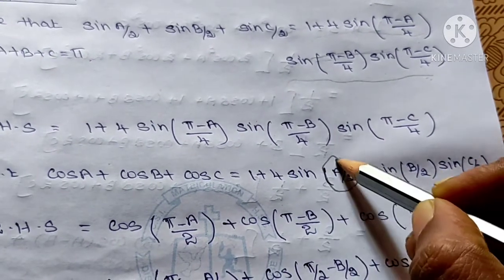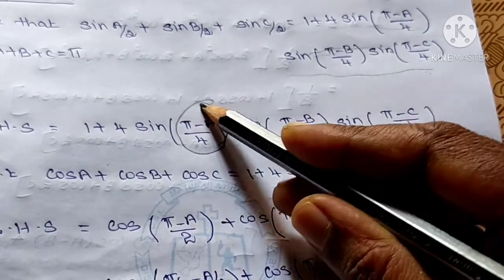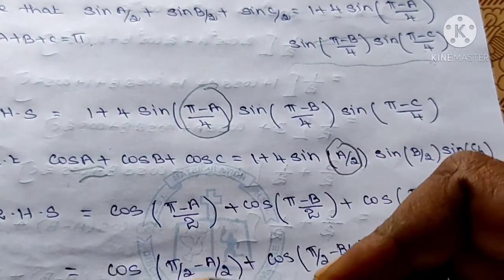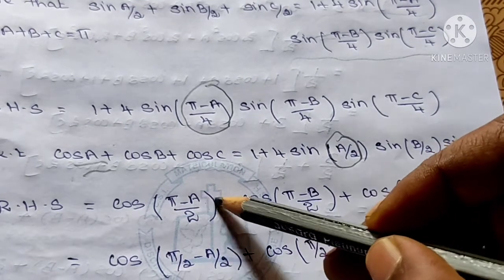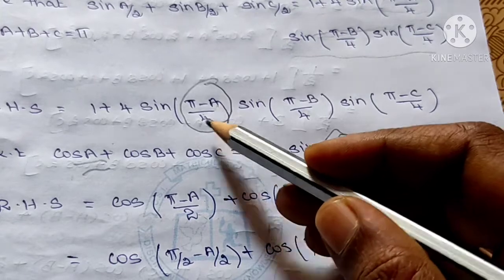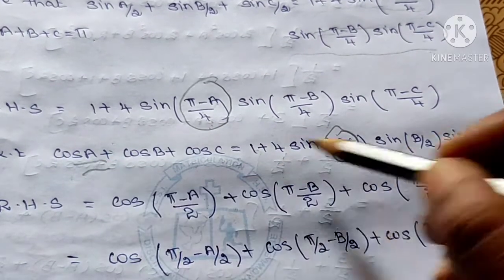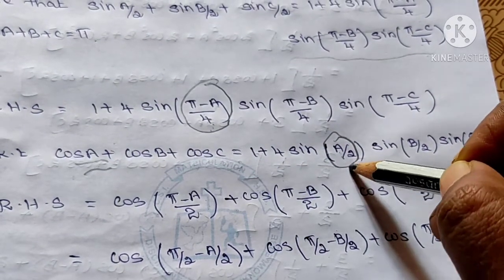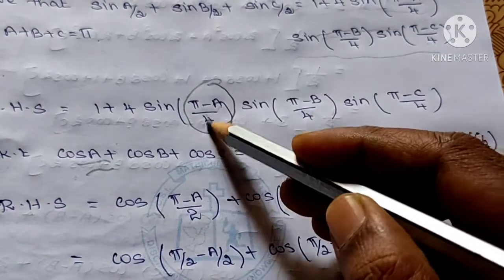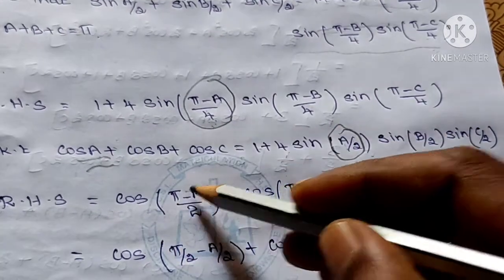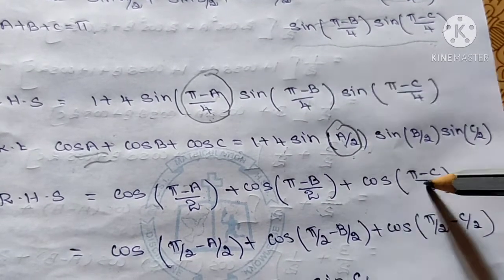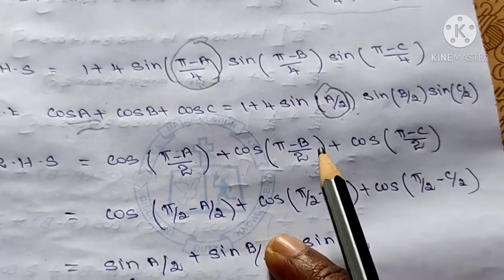Listen, write the RHS value. Here a by 2 place pi minus a by 4. Sin a by 2 we get cos a. So here we get cos (pi minus a) by 2. Okay, a by 2 is a. Pi minus a by 4 we get the half value. So we get cos (pi minus a) by 2 plus cos (pi minus b) by 2 plus cos (pi minus c) by 2. Okay, we use that result and write.